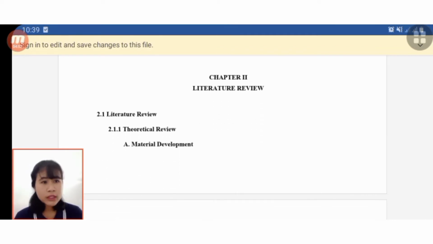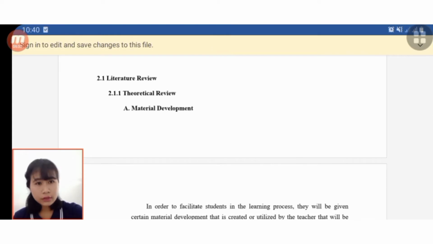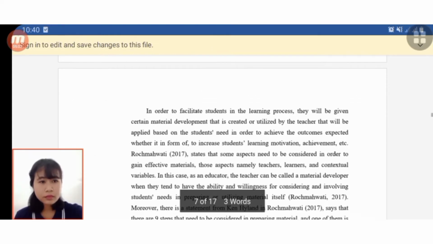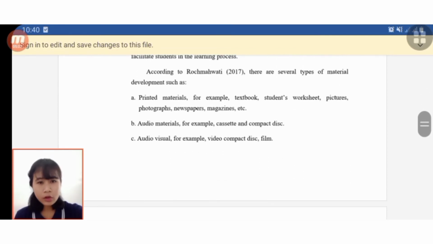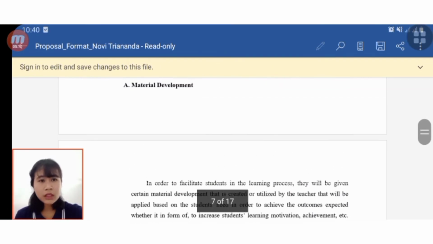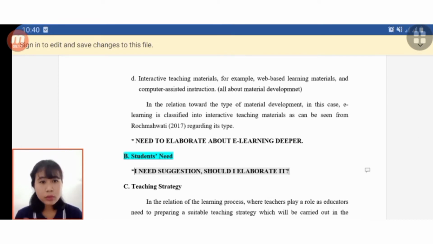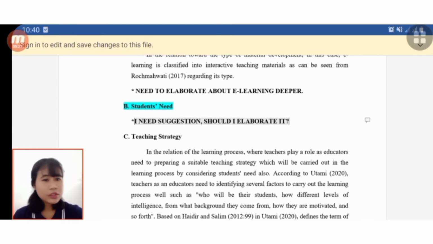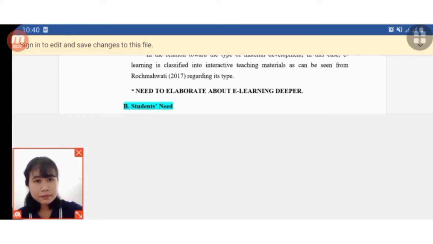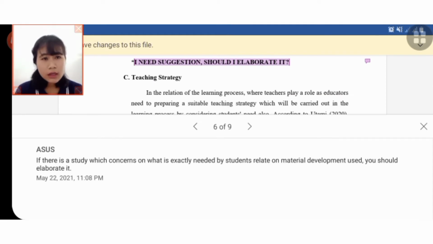Let's move to chapter 2, the literature review. Here I also already read your literature review on theoretical review. I don't have any comment on your literature review, especially in the theoretical review, because I think it is already matched with your topic. But I have a suggestion on the students' need part. Should you elaborate it or what? My suggestion is, if there is a study which concerns what is exactly needed by the students related to the material development used by the teacher, you should elaborate it.